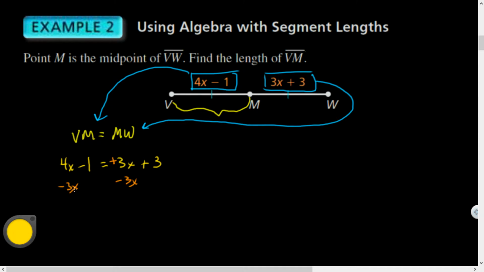4x minus 3x is good. Some people want to say 1. They assume that the x's subtract. But remember, this is like 4 apples minus 3 apples. It's just an apple. It's still an apple. It didn't lose its appleness, right? And 3x minus 3x is 0x's, equals 3.